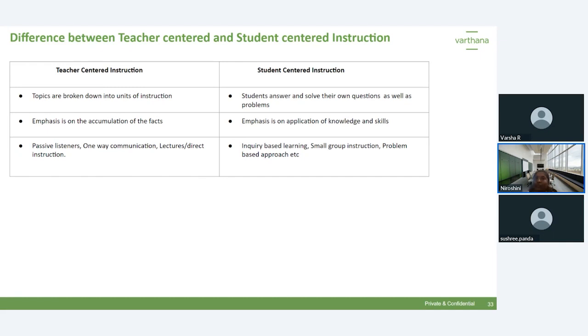In the teacher-centered method, the emphasis is broadly on accumulation of facts, whereas here, once the students understand the concept, they start applying these skills and this knowledge to arrive at a solution. So this pushes them to be more active. In teacher-centered instruction, the children are passive listeners and the teacher is very active inside the classroom. There is a lot of chance for one-way communication, and it includes lectures, direct instruction, demonstration and dictation, like we discussed in the earlier slides.